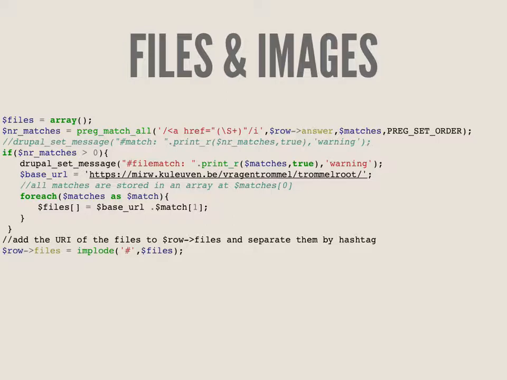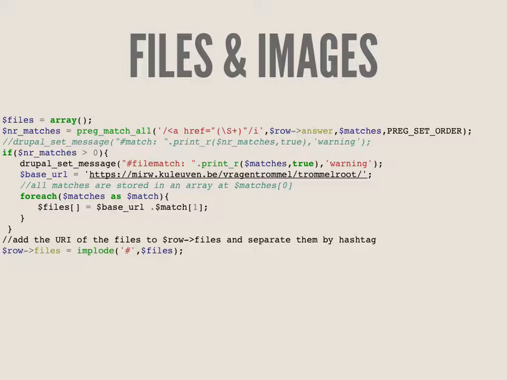In the text, I loop over all the matches, and I combine the base URL of the location where the folders are stored with the match I found. Then I take the array with all the URIs of the files included in the answer and implode them with hashtags. The result of this function call, I store back in the files property of draw. And that's the only thing you need to do to load files into Drupal.